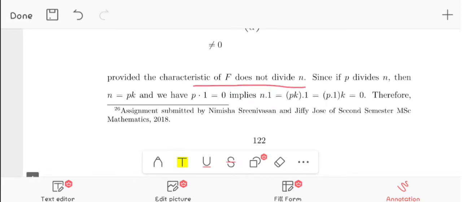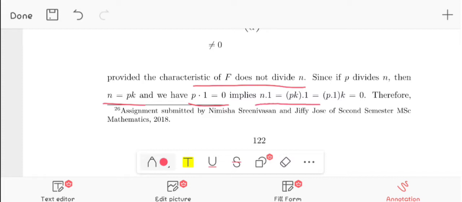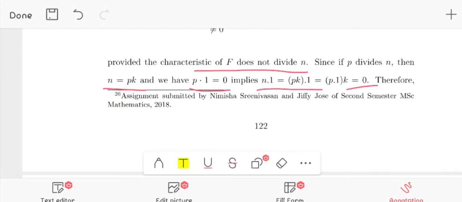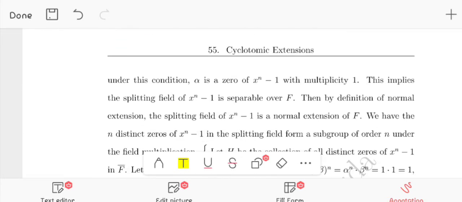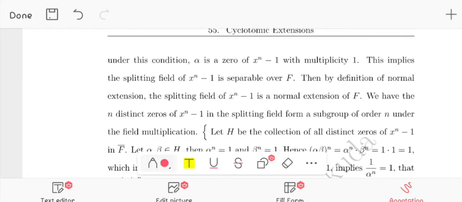That is, if the characteristic of F, that is p, divides n, then n is equal to some pk, and we have p into 1 equal to 0, which implies that n into 1 equals pk into 1, which is equal to p into 1 into k equal to 0. So the characteristic p of F does not divide n. Therefore, under this condition, alpha is a zero of x raised to n minus 1 with multiplicity 1.